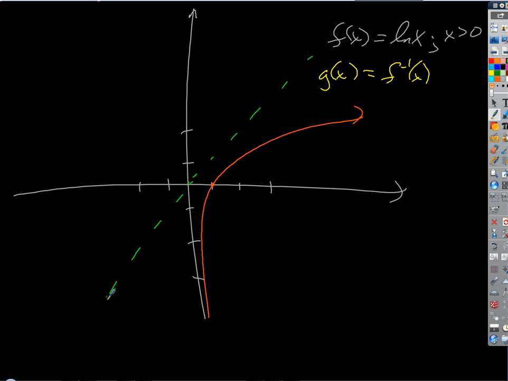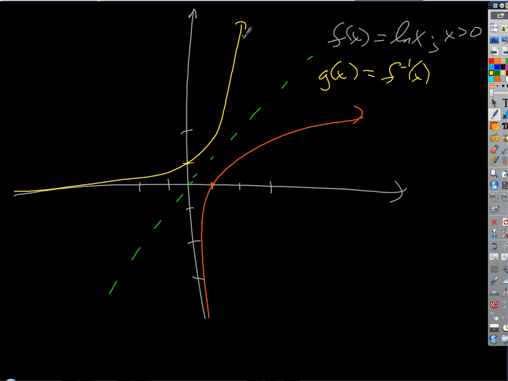So for example, if the point (1, 0) is a point on f of x, then switching it around, (0, 1) must be a point on the inverse. And this asymptote now becomes this asymptote, and it just does that. Agreed? Okay, so we give that function a name. What's the inverse of a natural log function? We can find out. It's e.